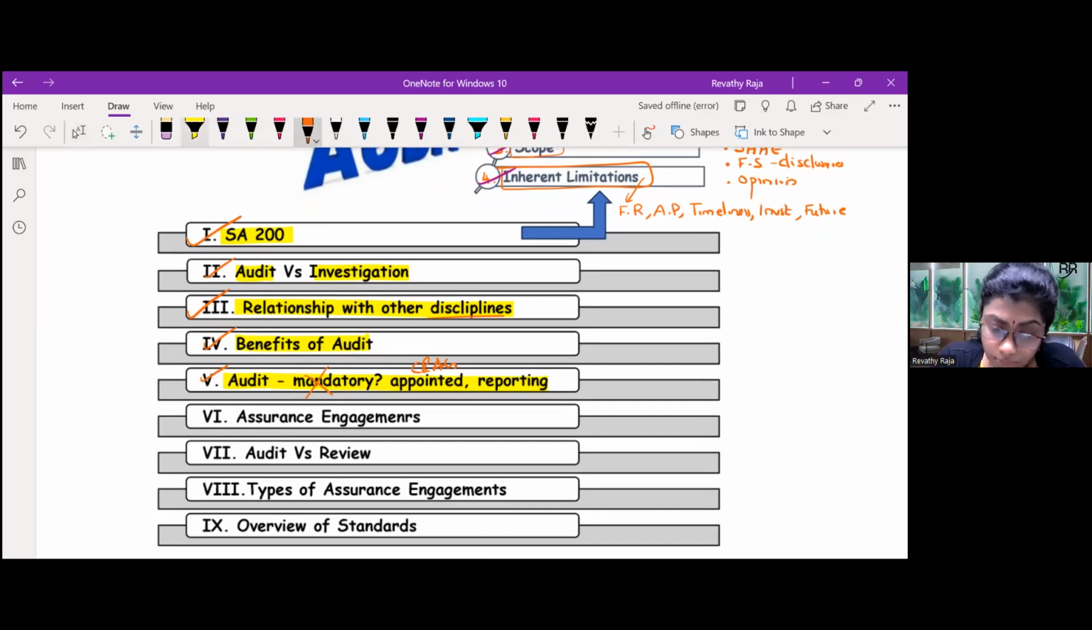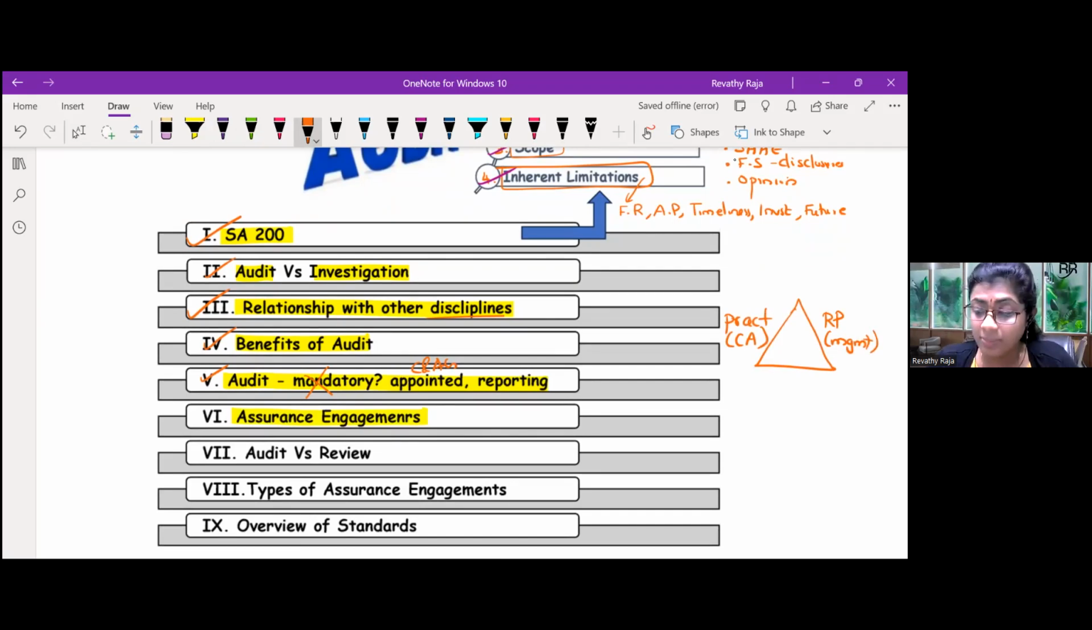Now regarding the assurance engagement. In assurance engagements, three parties are there. We have the practitioner, who is nothing but the CA. Then you have the responsible party, which is the management.